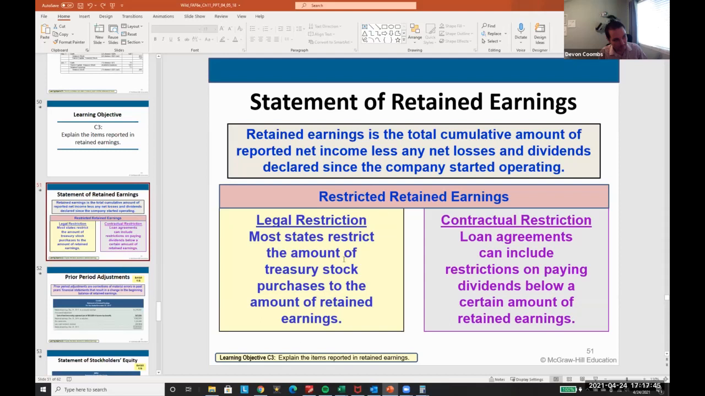Most states restrict the amount of treasury stock purchases to the amount of retained earnings. There's legal restrictions to it. You can't buy back your own stock if you don't have any retained earnings. And there's contractual restrictions. A lot of times loan agreements won't allow retained earnings to dip below a certain level, or won't allow you to pay dividends if you have negative retained earnings, like we talked about earlier.